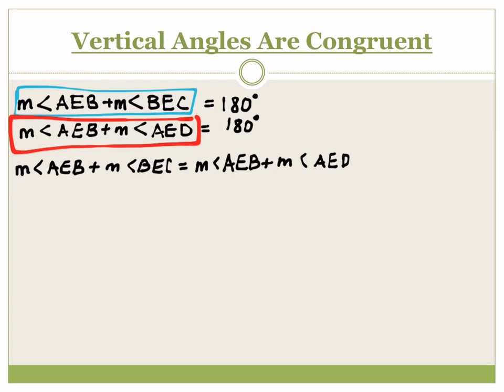They both have AEB, right? This is algebra, right? If I have the same thing on both sides, I could subtract it. It's just a number. I know it doesn't look like a number, but once I put the m in front of it, it means it's a number. It's the angle measure. So I can subtract that. I can subtract the measure of angle AEB.